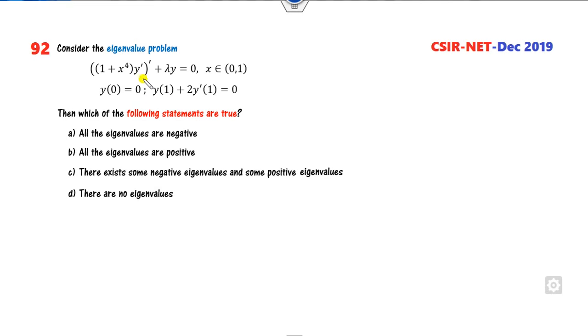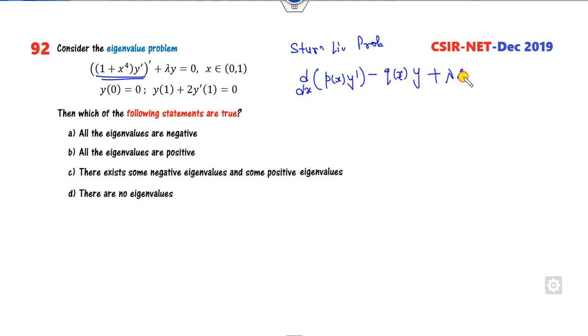Okay, now this is the eigenvalue problem. So this is a very simple problem. If you look at that eigenvalue, what comes to your mind when you look at this problem? That is nothing but my Sturm-Liouville problem. So what is the Sturm-Liouville problem? If you remember, d/dx of (p(x) y') minus q(x) y plus λ r(x) y is equal to 0. That's my differential equation.